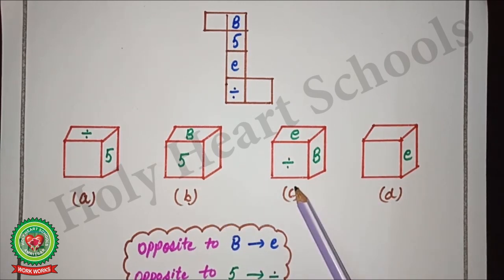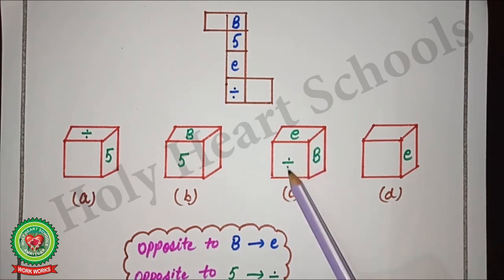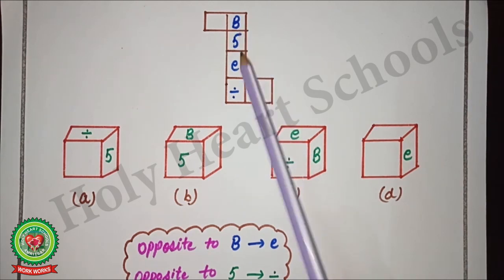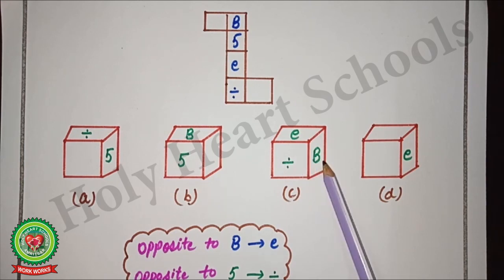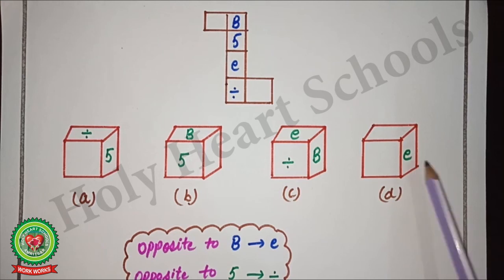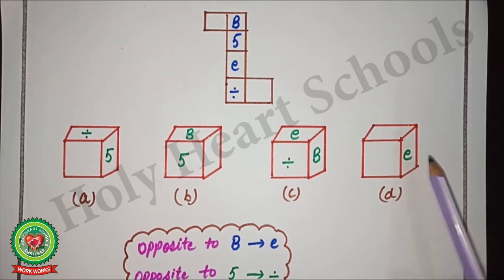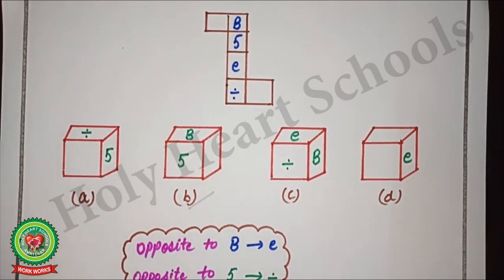So why will the others not be our answer? Let's see. Opposite to E, the division sign will be there, and after that there should be the opposite of B, but here B is given just next to E, which means this is wrong. The next one is E only, but E cannot be alone here, some number, letter, or sign should be there. So that means our answer would be B, right?